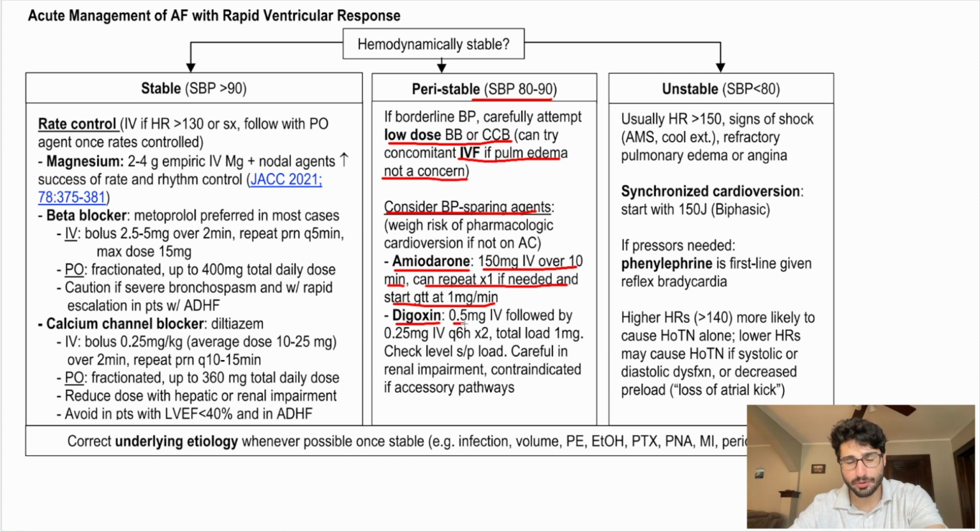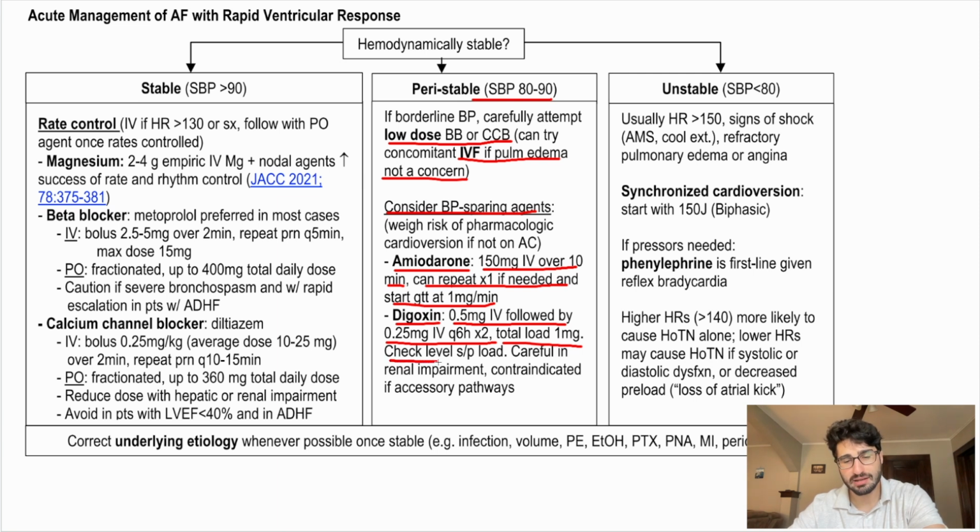Digoxin can be a useful alternative for rate control in patients with low blood pressure or concurrent heart failure, particularly when other agents are contraindicated. The standard loading regimen for digoxin is going to consist of 0.5 milligram IV initially, followed by 0.25 milligram IV every 6 hours for 2 additional doses for a total of 1 milligram.